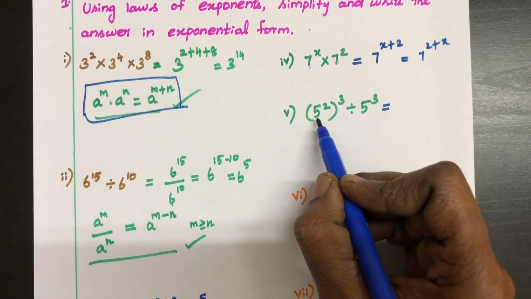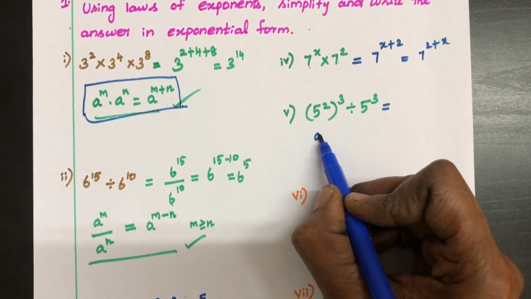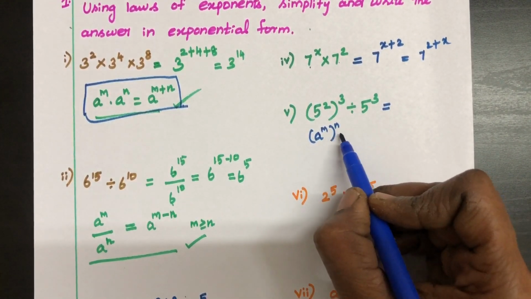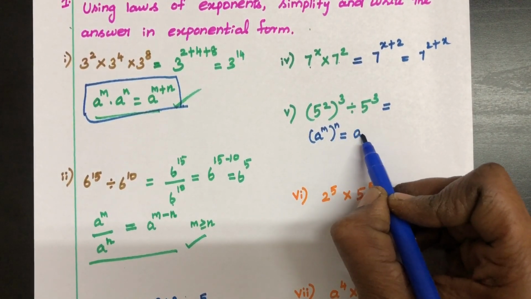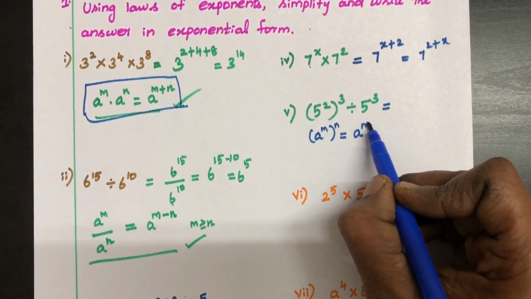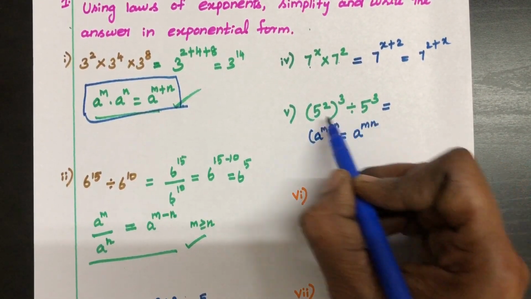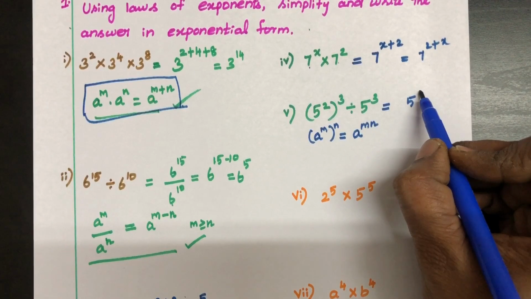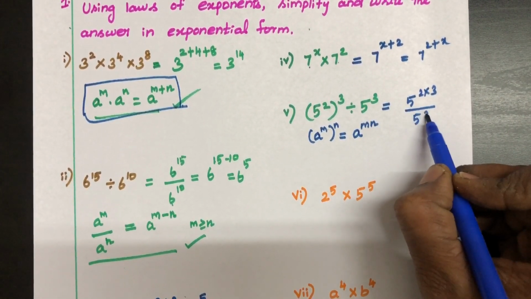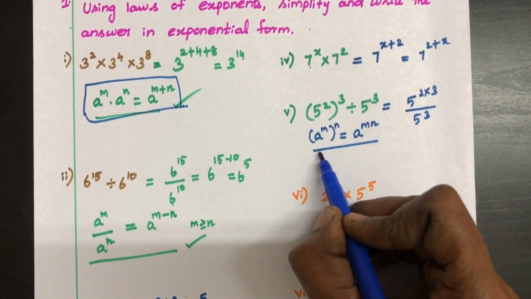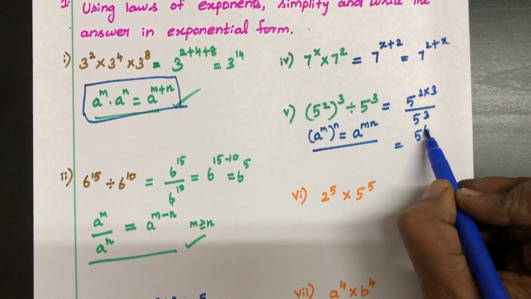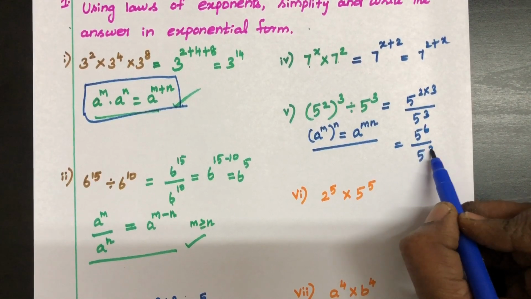Now, this is power of power, that means a power m, the whole power n. If a number exists like this, just multiply the powers, m into n, a power mn. So what will this give us? 2 into 3, divided by 5 cube, right? This is another important formula. This gives us 5 power 6 divided by 5 power 3.